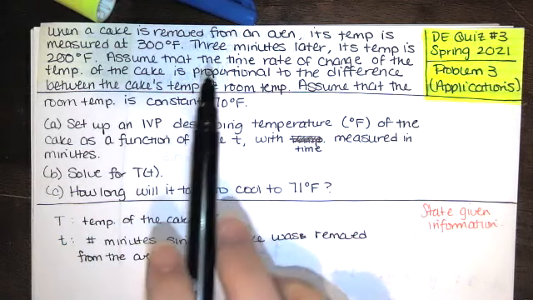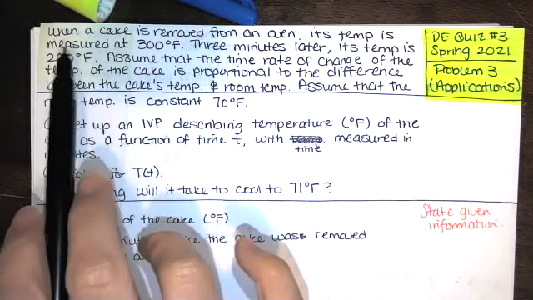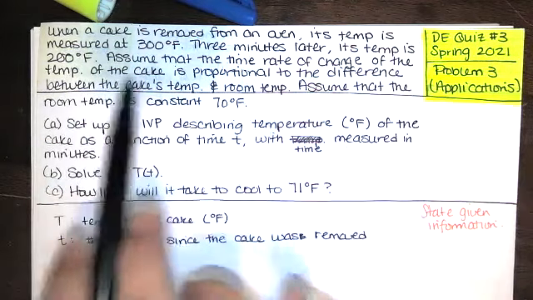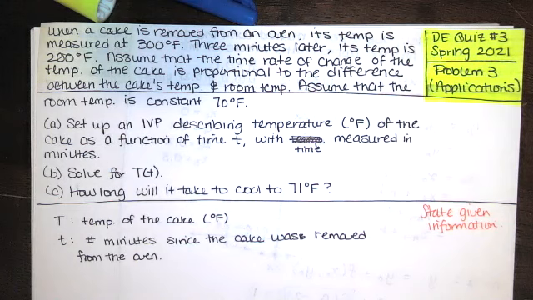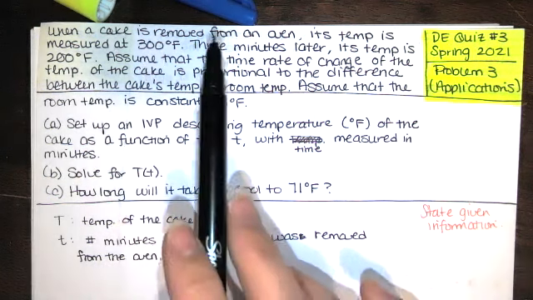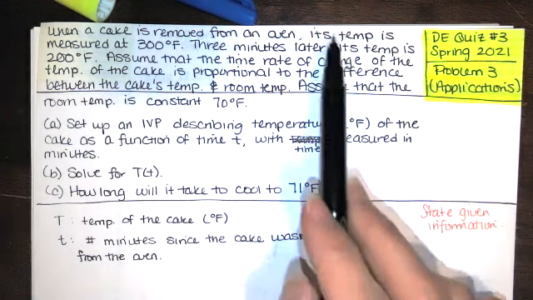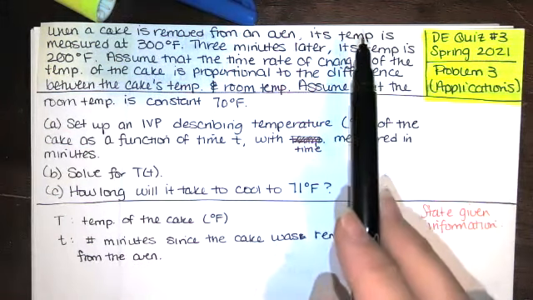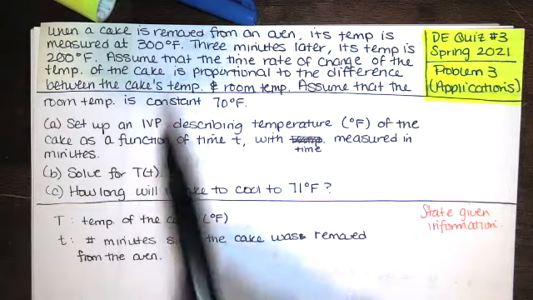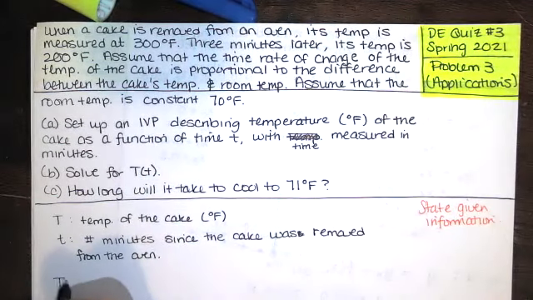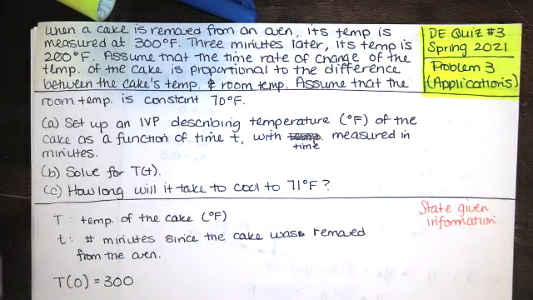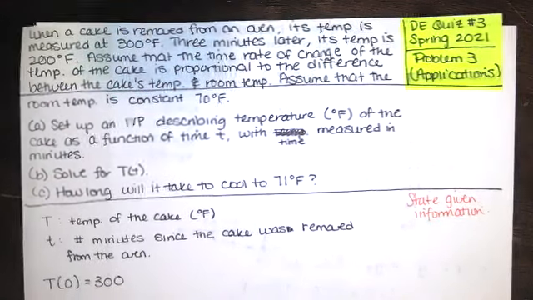Given that, let's see what the problem statement says. It says, when a cake is removed from the oven, its temperature is 300 degrees Fahrenheit. Since little t represents the number of minutes since the cake was removed from the oven, the moment the cake was removed from the oven corresponds to t equals 0. So they're telling us here, in this first sentence, that the temperature at time t equals 0 is 300 degrees. We would represent that symbolically as T of 0 equals 300.